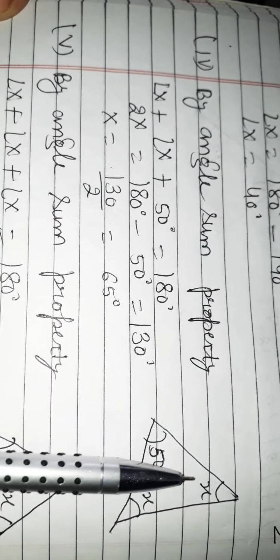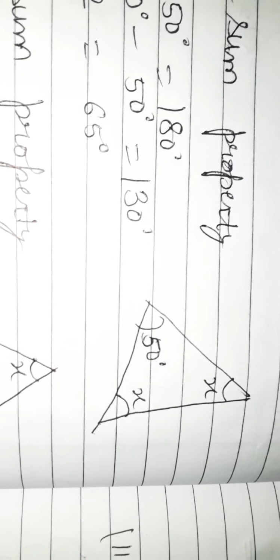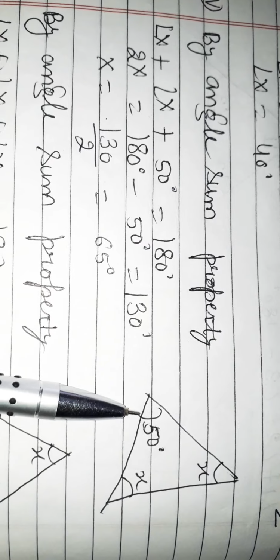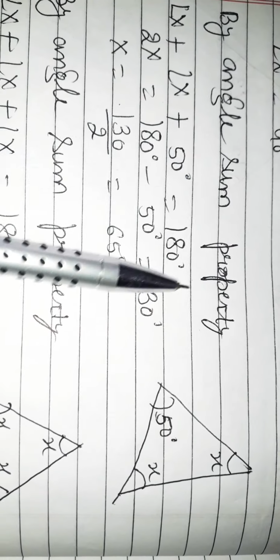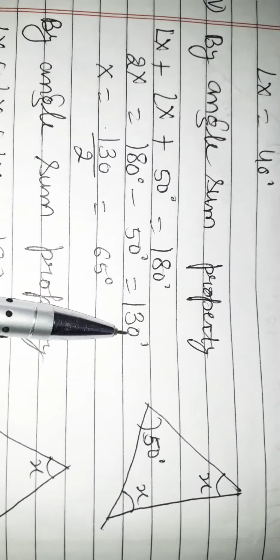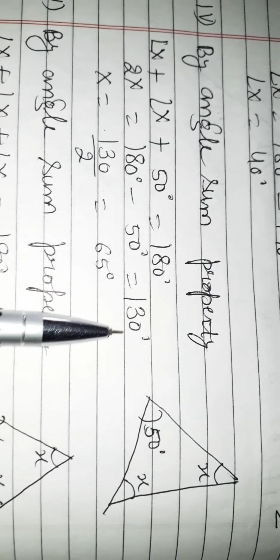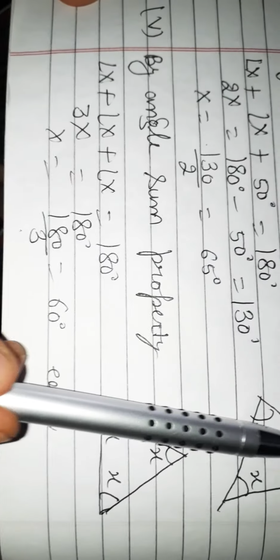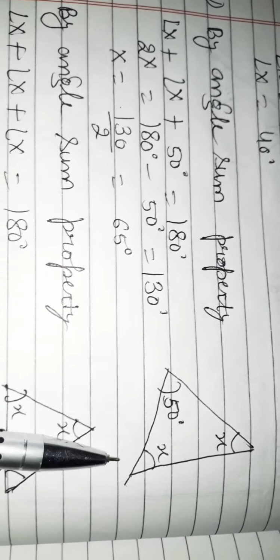Fourth part is x and 50 degree. I will use angle sum property here. Angle x plus x plus 50 degree is equal to 180 degree. The sum of all angles of a triangle is equal to 180 degree. I will take this 50 degree on the right hand side. 180 minus 50 degree is equal to 130 degree. So x की value आ गई, 130 by 2 is equal to 65 each. Both angles are of 65 degree.